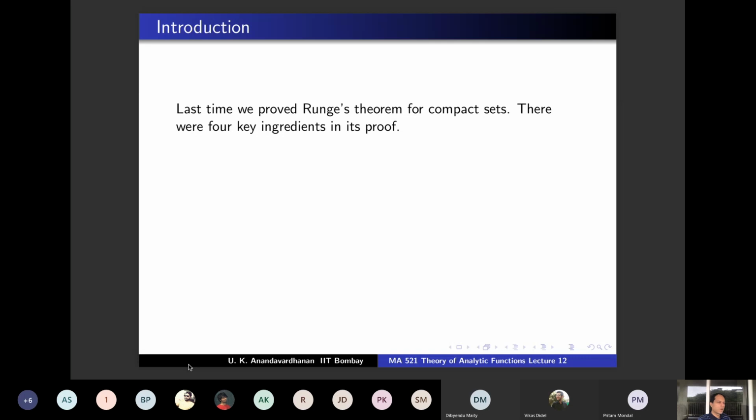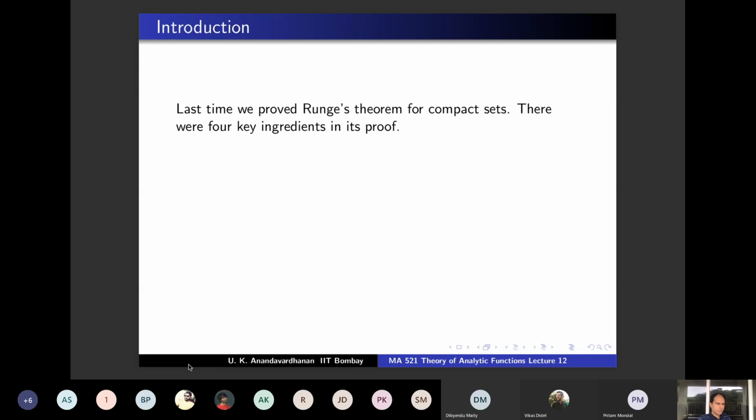Please have a look in one of the textbooks, both Conway and Rudin have more or less a similar proof. Have a look at it. Otherwise we can discuss. Yeah. So this was the fourth ingredient.